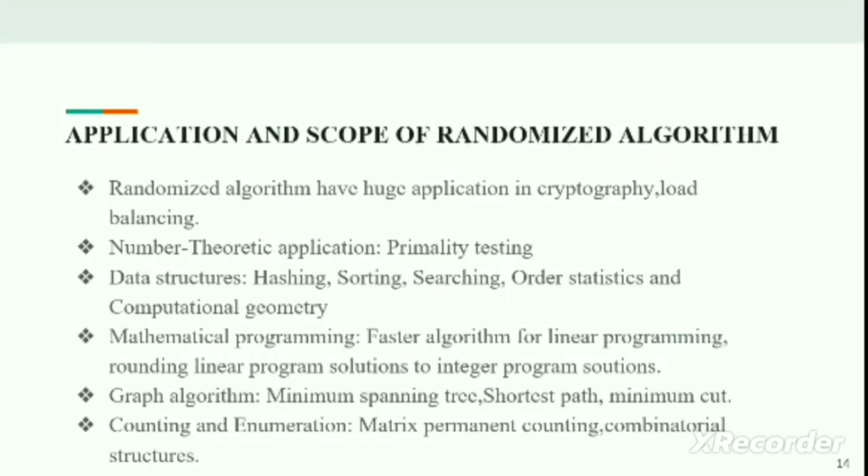Then in mathematical programming, we use randomized algorithms for faster algorithms in linear programming, and rounding linear programming solutions to integer programming solutions, etc. Then in graph algorithms, minimum spanning tree, shortest path, and minimum cut are used. Lastly, counting and enumeration: the matrix permanent, counting, and combinatorial structures are used in randomized algorithms.